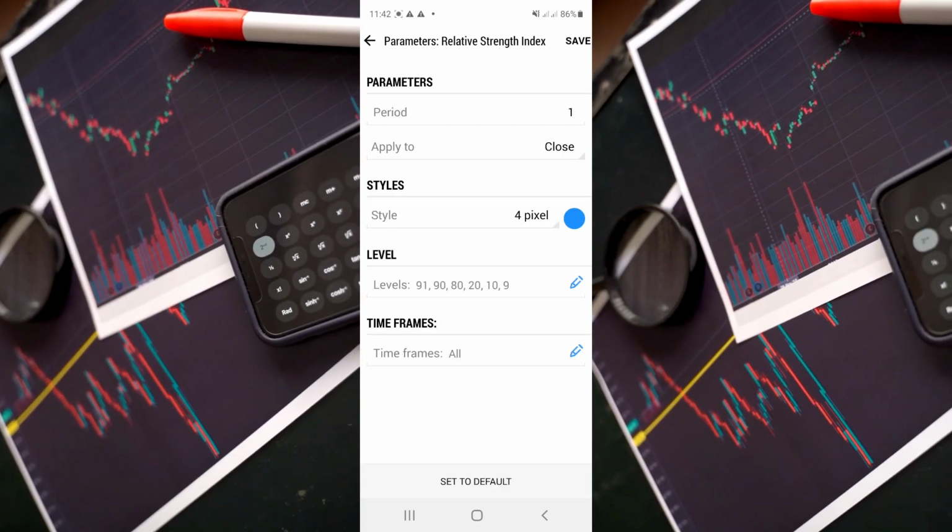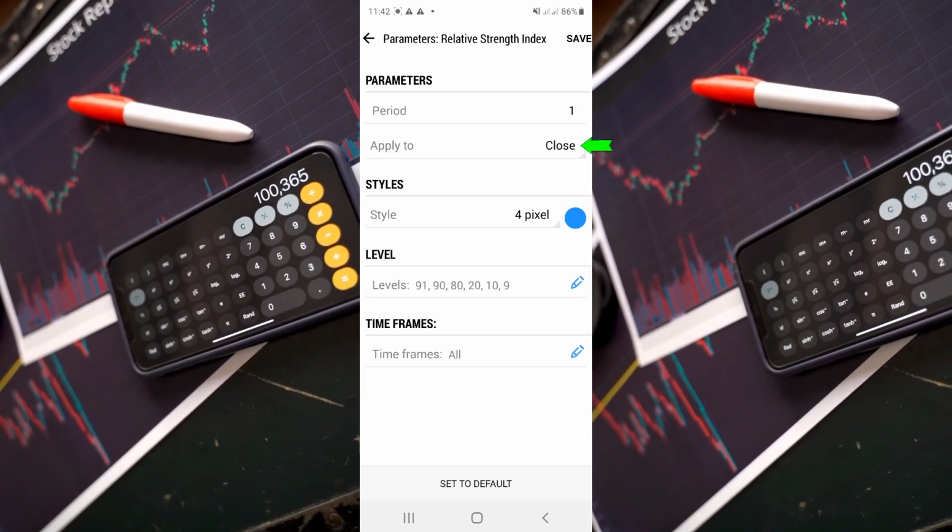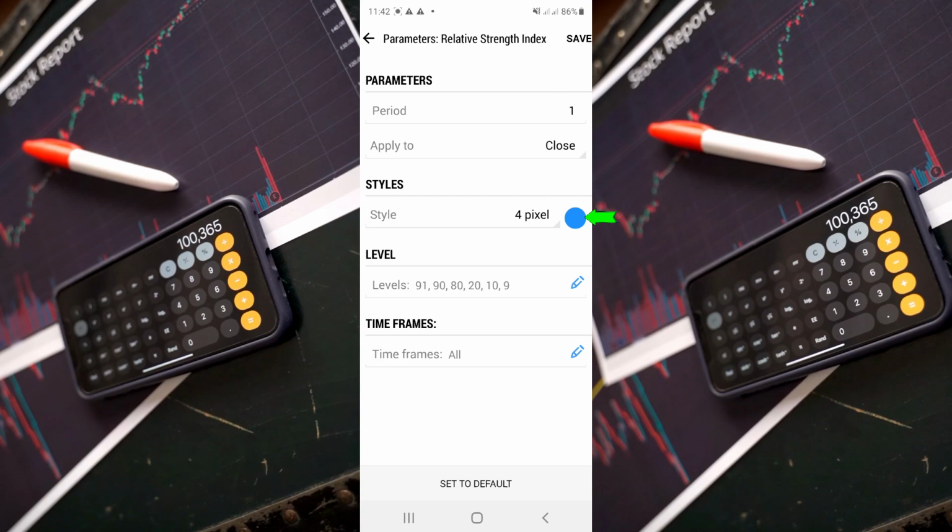So these are the settings of the RSI. We shall head onto the parameters, then change it to 1. Then we apply it to close. Then the style at 4. Then we head onto the levels.